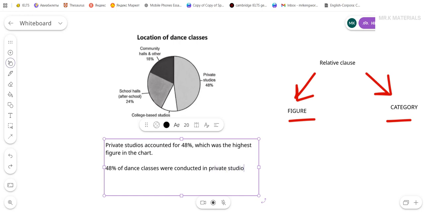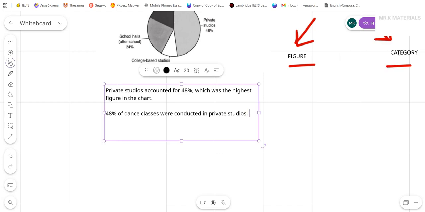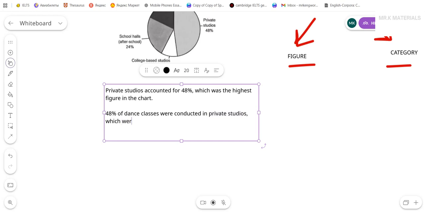Private studios. All right, always make sure your sentences make sense. Here I had to add a lot of words on my own because I had understanding. And now I just go ahead and put which. Now I'm describing category, private studios, which were the most common location.